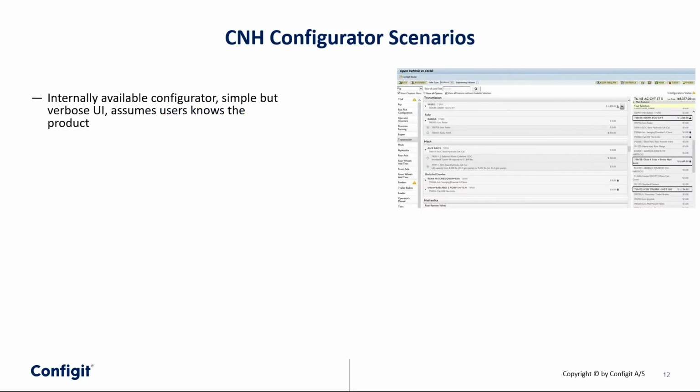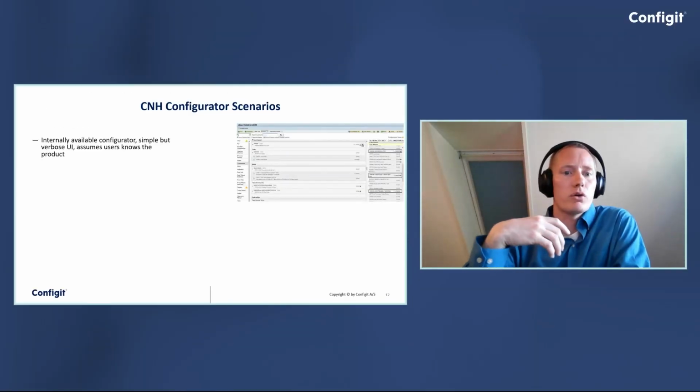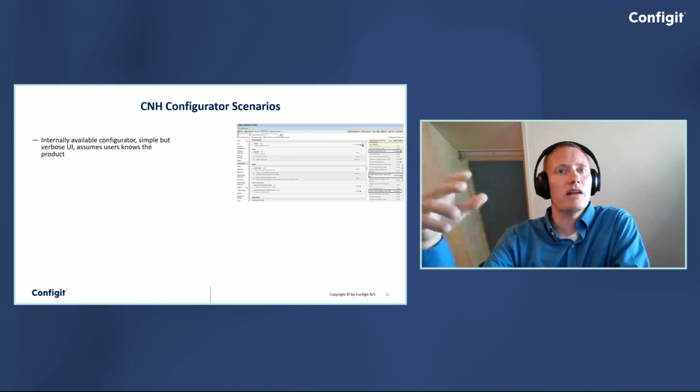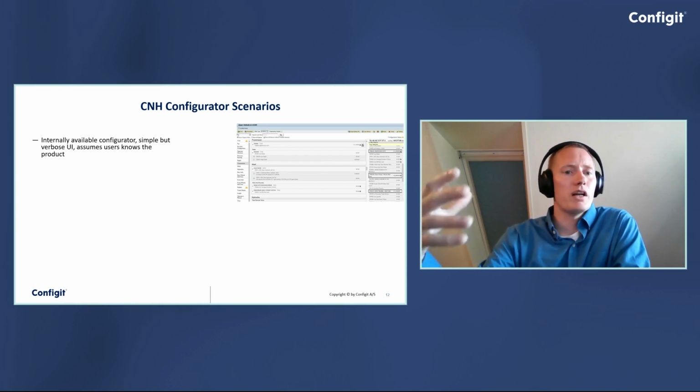So if we dive a little bit further into the different configurators and how they're working with it, then what CNH have is different applications and different configurators towards different user groups. First of all, they have this internally available configurator. This is the one that is exposed both to dealers, but also to their internal users, which is a simple, I would say it's not too flashy. It doesn't have images. It doesn't have a lot of guidance and so on, but it is an extremely verbose UI. It has a lot of details and information about the product that really assumes that the users know what product they're working on and what choices they should make.